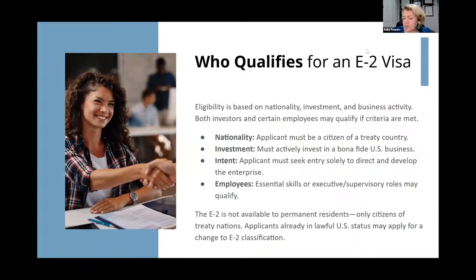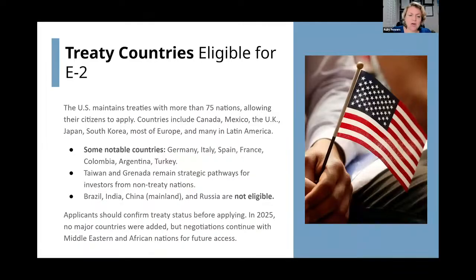You can have essential skill, executive, or supervisor role employees as well that could qualify for an E2, not just the investor. It's not necessarily always a pathway to legal permanent residency because it is a non-immigrant visa, but it is also an opportunity to stay in the United States for quite a long time. And the other thing that's really great about it is that it allows your spouse to work, which is rare. There are not that many visas that allow the spouse to work.